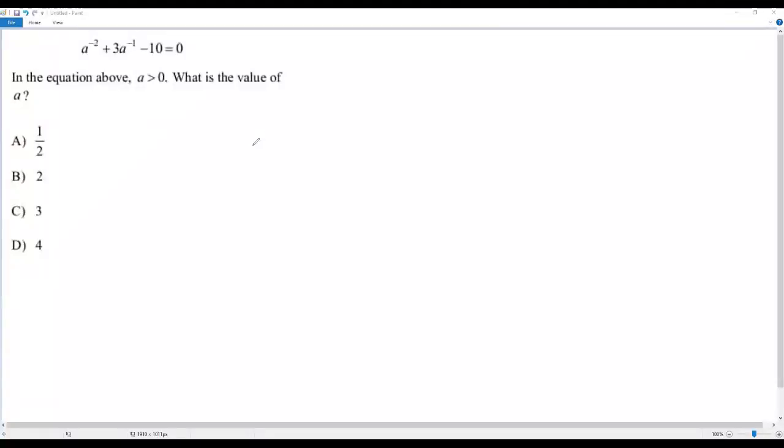Here we have a SAT math problem. Okay, let's go to the question. a to the negative second power plus 3 times a to the negative first power minus 10 equals 0. In the equation above, a is greater than 0. What is the value of a?